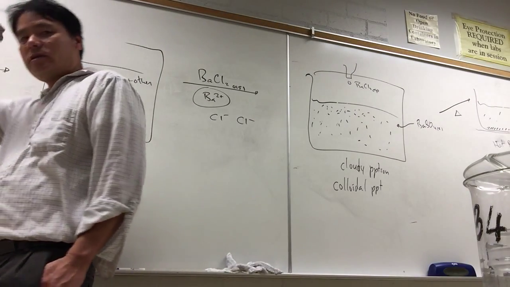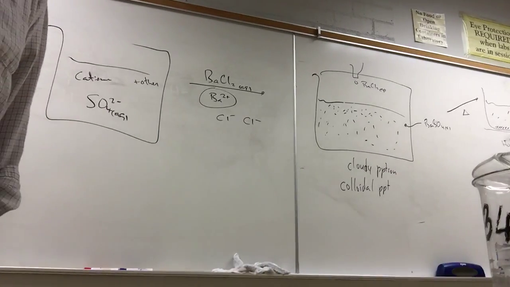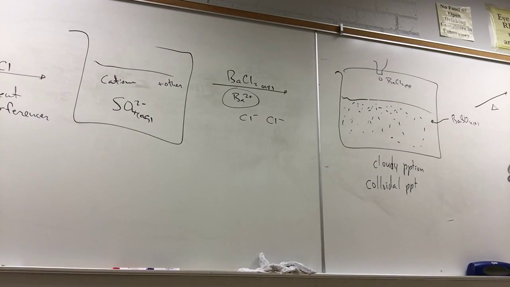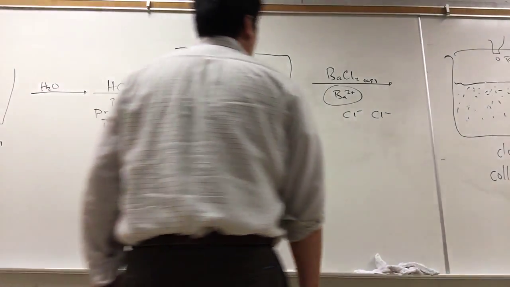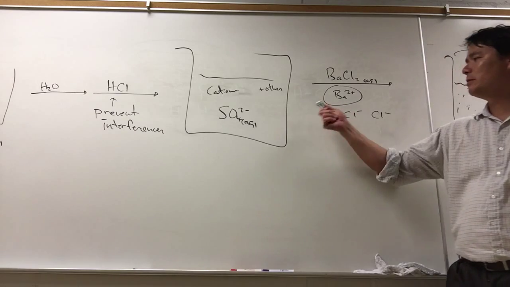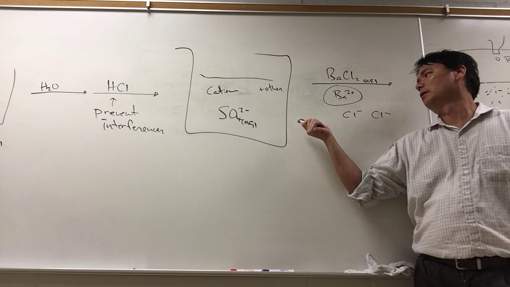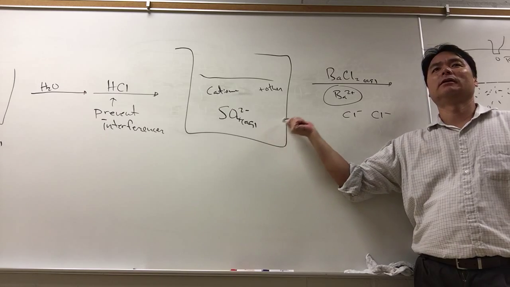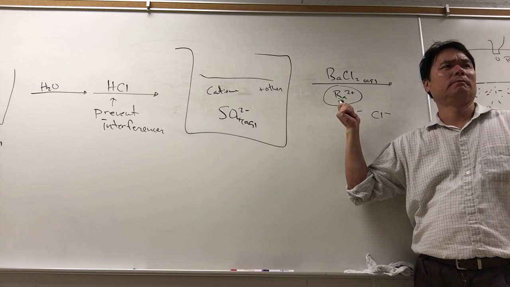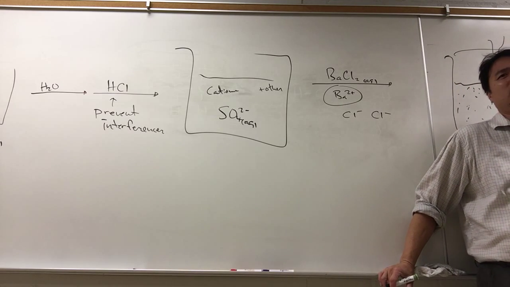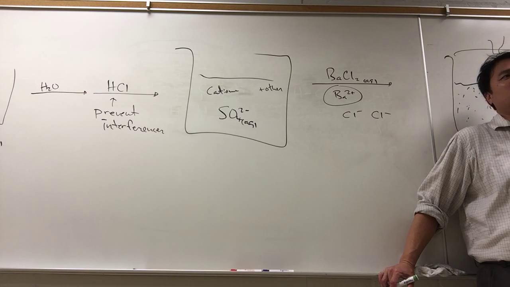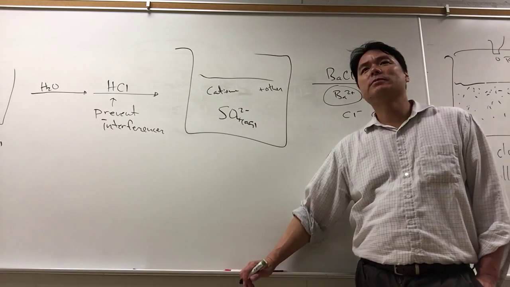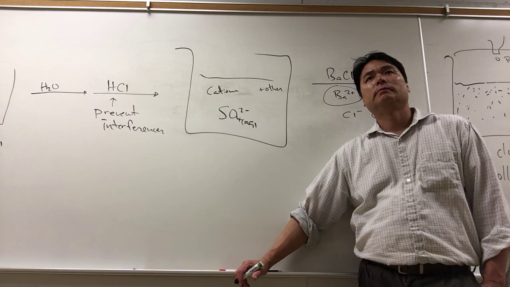Well, let's go back to this. What are the interferences that we're worried about in this particular experiment? Is sulfate the only thing that will precipitate with barium? What else might precipitate with barium? For example, hydroxide. If hydroxide was present in here, would that precipitate with barium? No.